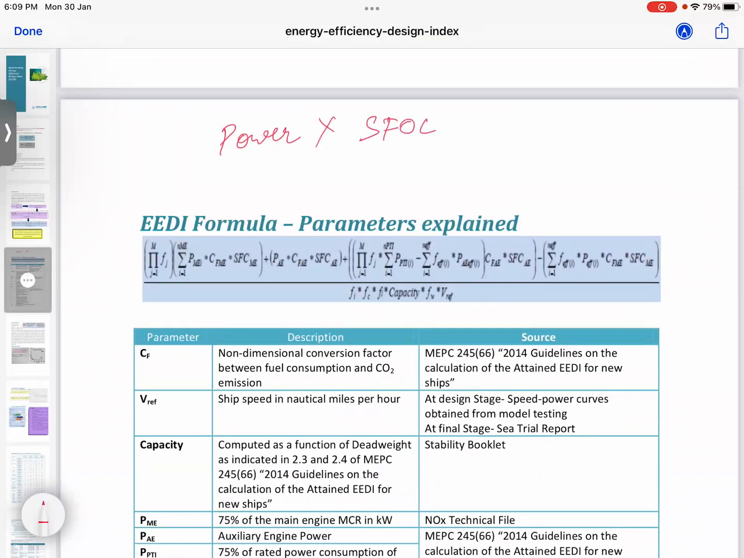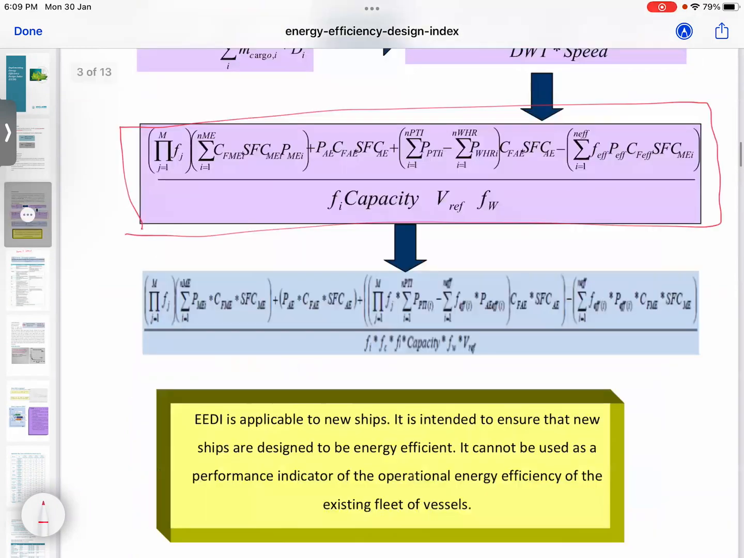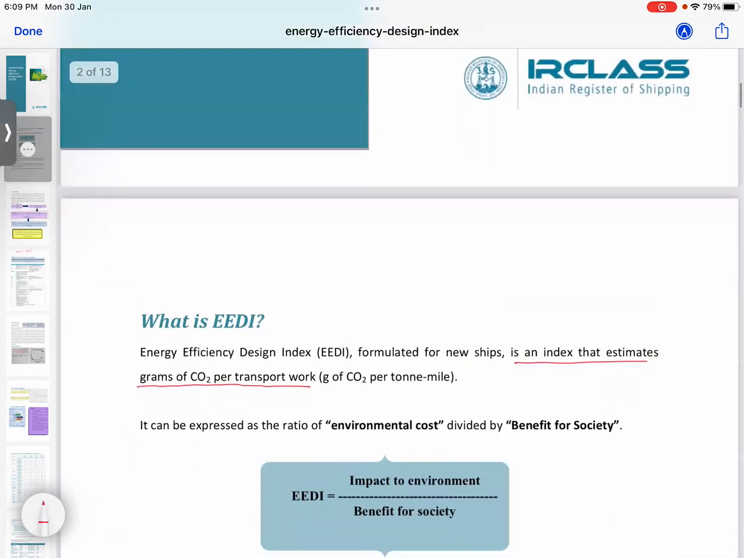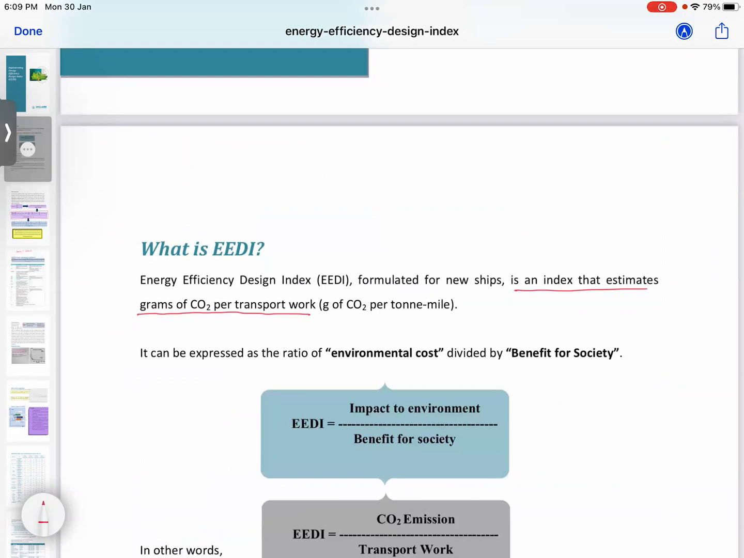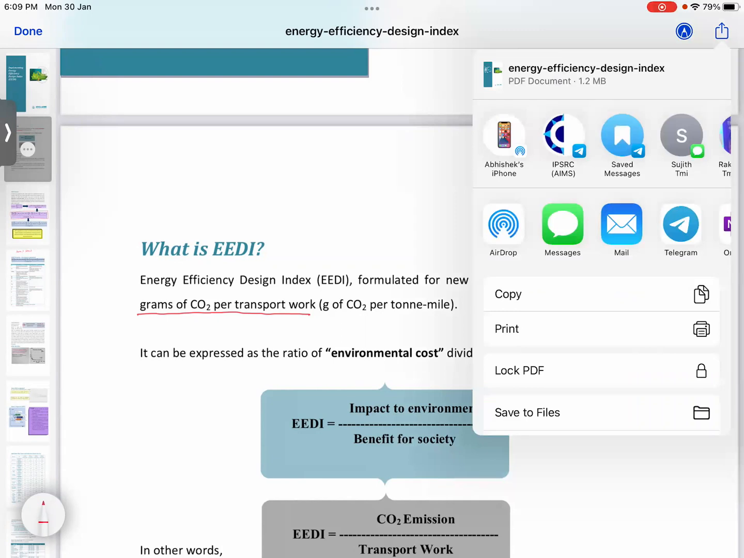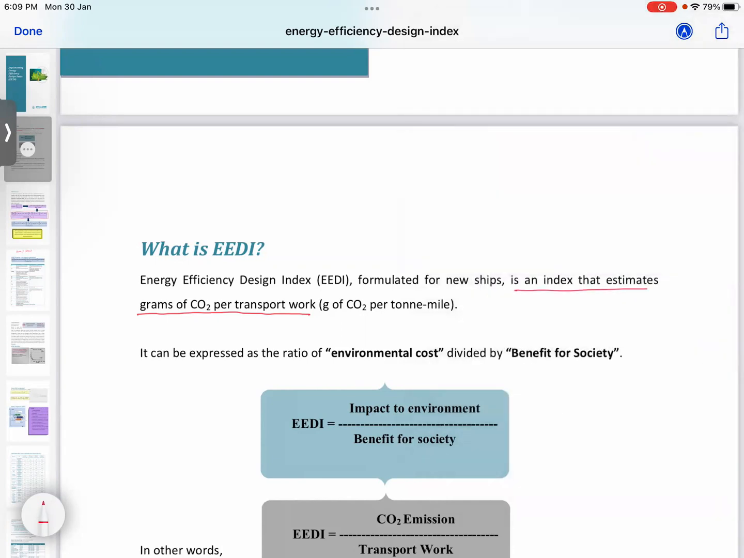Sir, the first definition was that it is the index that indicates the CO2 emission as per the cargo carried, something like that. Per transport work, right? I'll get to that. I'll put this file in the group also. Don't worry, all of this will be in it. I'll put the link for you after this, okay?